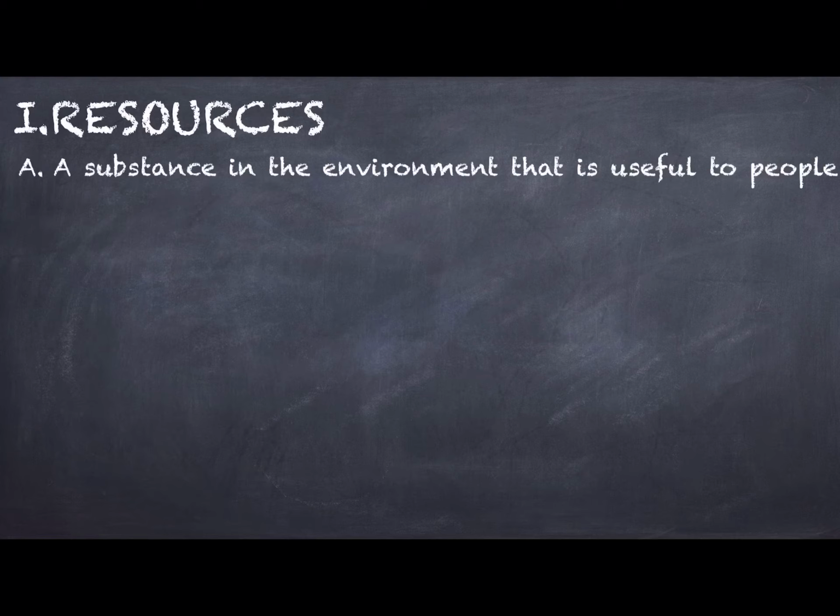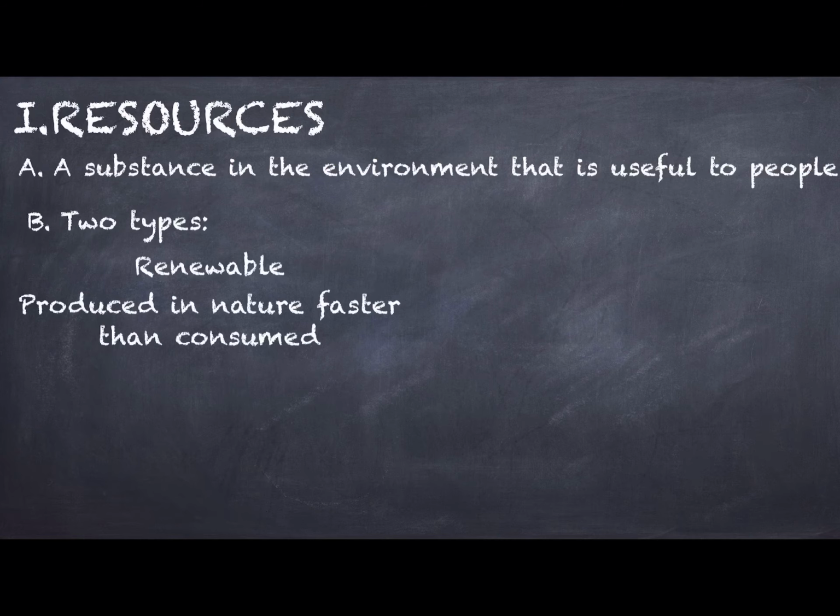The first place that we start in our lesson on sustainability is we talk about resources on Earth. The definition of a resource is very simple. It's a substance in the environment that is useful to people. And as you're brainstorming in your own mind right now, you can come up with all kinds of different types of resources. Those types of resources can be categorized into two different types.